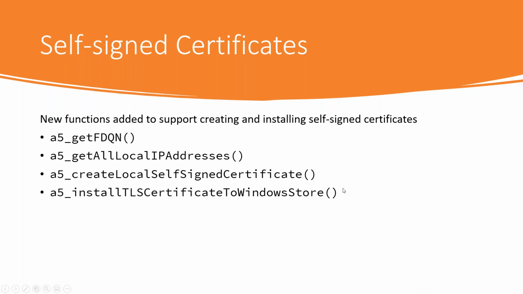We also added a bunch of functions for self-signed certificates, for generating and installing a self-signed certificate on the machine. This is a list of them. FQDN is something about the machine name. Generally, I don't think any of you will need to use these, but we added support for adding that.